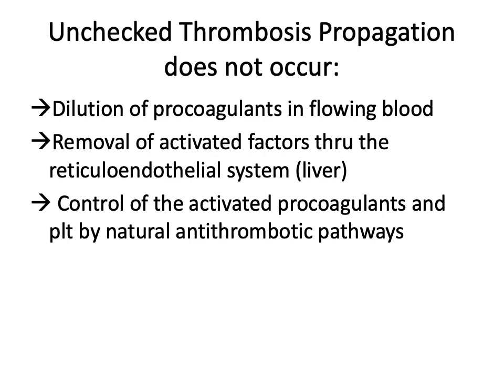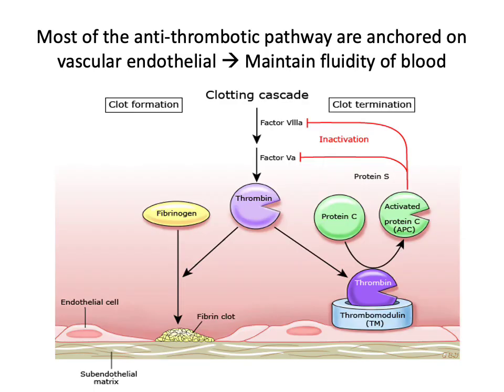Unchecked thrombosis does not happen in our body because we have dilution of procoagulants in flowing blood. That's why it gets very dangerous the moment the flow gets blocked by the thrombosis. And also we have removal of activated factors through the reticuloendothelial system by the liver, and control of activated procoagulants and platelets by our natural antithrombotic pathways. Another thing, most of our antithrombotic pathways are anchored in the vascular endothelium, so they can maintain the fluidity of blood.